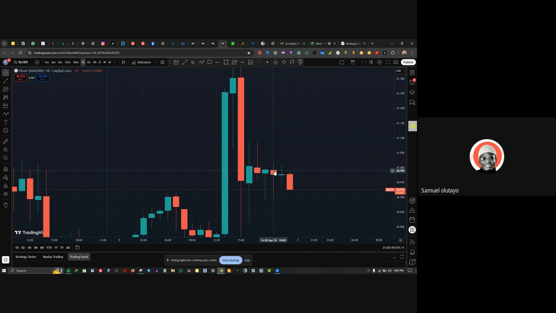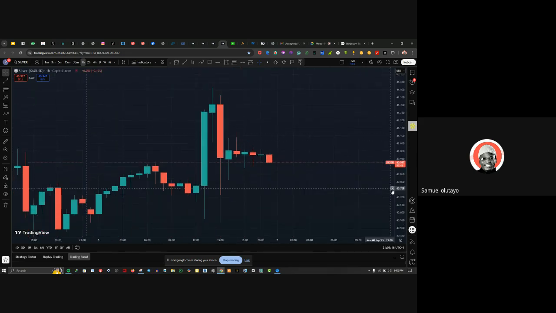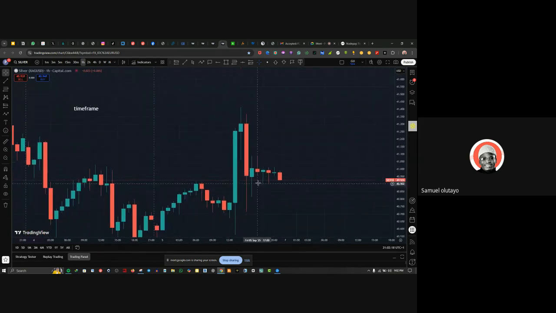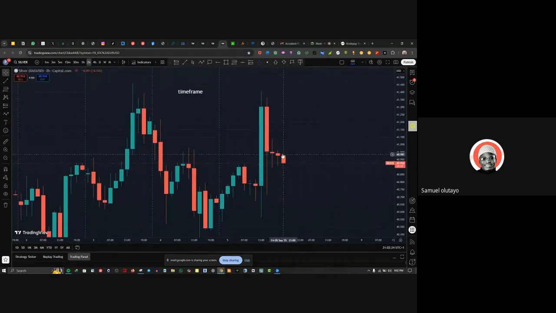I believe I'm not confusing anybody. Are you following me, please? I'm trying to break it down as much as I can so that we can get it right. So 1 hour candle, these are 1 hour candles. If I go to the upper one, 2 hour candles. So every candle is 2 hours. What it means is that it takes 2 hours for one of these candles to form on the 2 hour time frame.